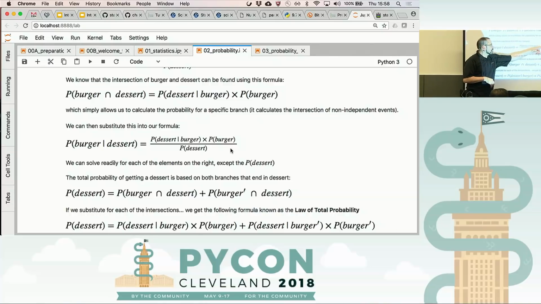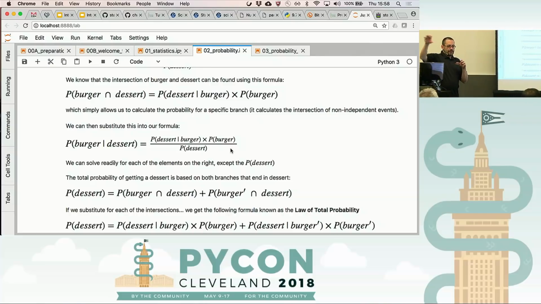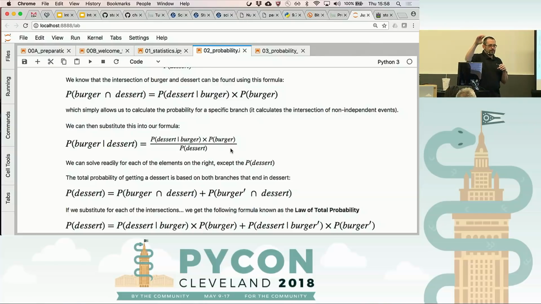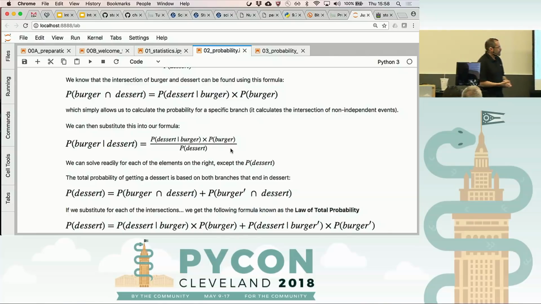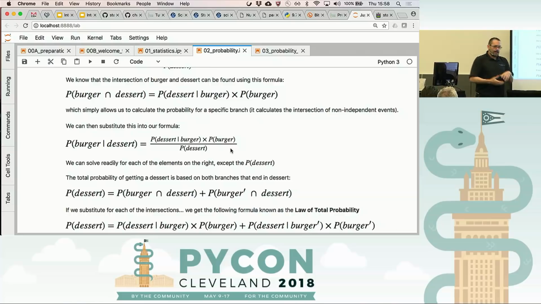I can look up the probability one of my friends normally eats burgers, and I can figure out the probability that they ate dessert if they had a burger. To figure this part out, I simply go out to the ends of each of the branches, and I look at the two branches that say dessert on them. I ask, what's the probability that somebody had a burger and had a dessert? What's the probability they didn't have a burger and had a dessert? And just add those two things together. If I can add those two together, I can get the overall probability that one of my friends ate a dessert.